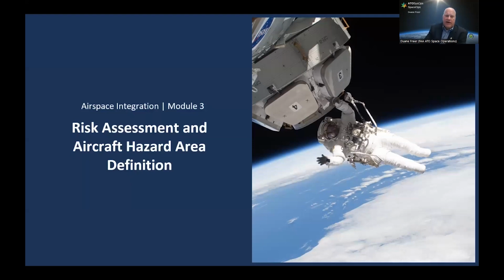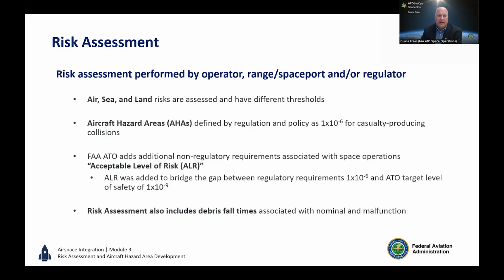The next module is around risk assessment and aircraft hazard area definition. This is really the start of our digging into a mission. We have to define what airspace needs to be managed and how it's going to be managed. Right now, the risk assessment is performed by the operator, the range, or the spaceport, and or the regulator. So there's a combination depending on the location and the mission, who's performing that risk assessment, but that's all under the umbrella of the Office of Commercial Space Transportation.